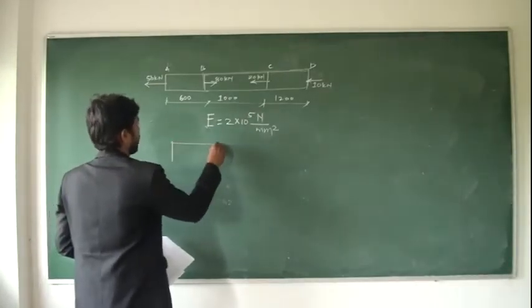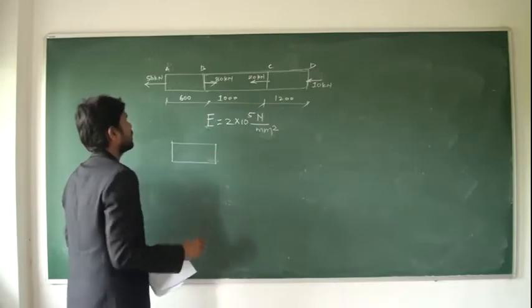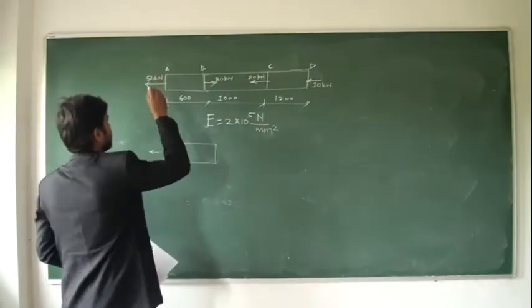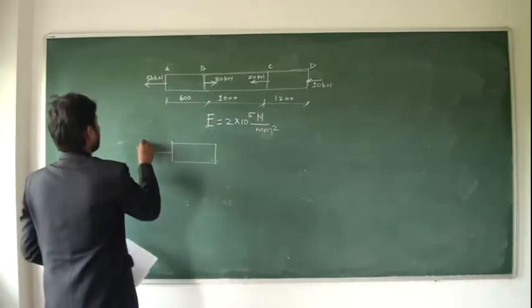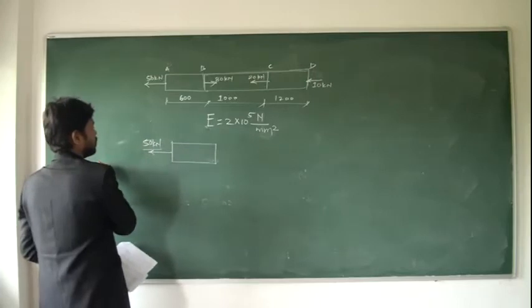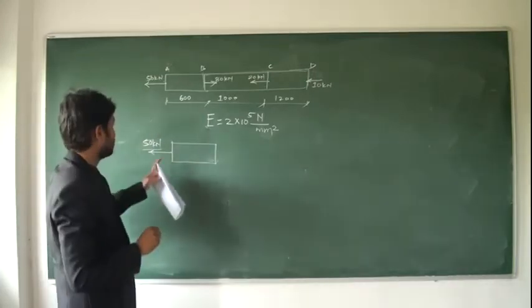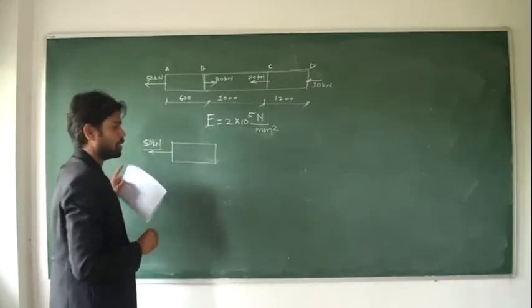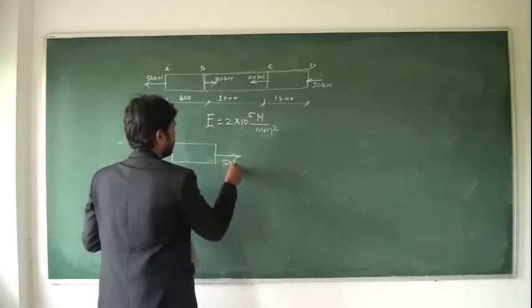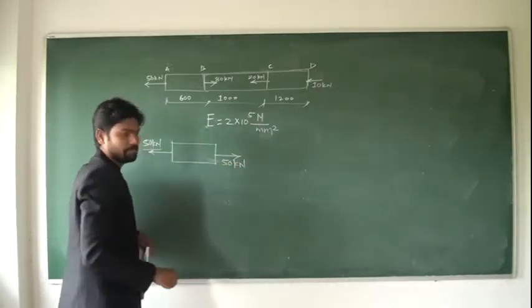So first I will take part AB. For AB, if you consider this joint or this face of the bar, a 50 kN force is there, 50 kN towards left. As there is a 50 kN force towards left, there must be a 50 kN force towards right to maintain equilibrium.